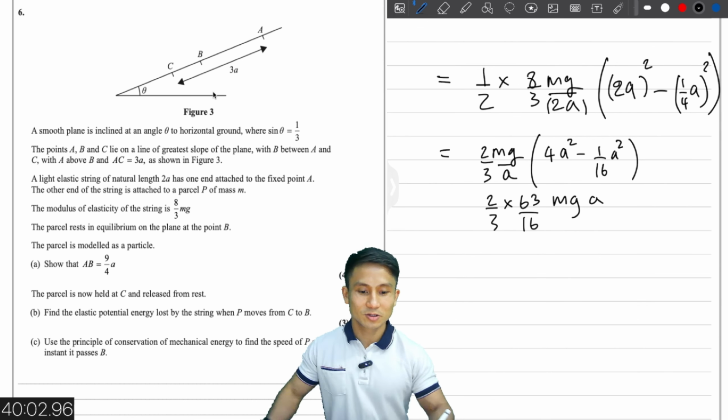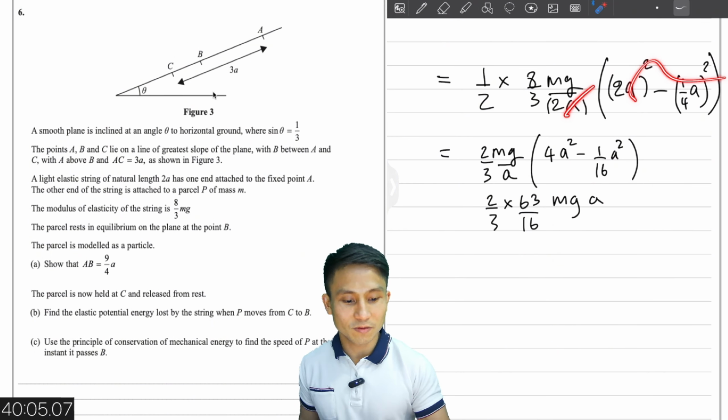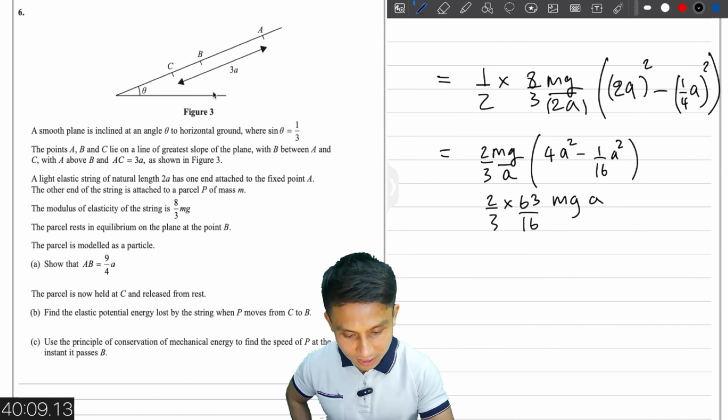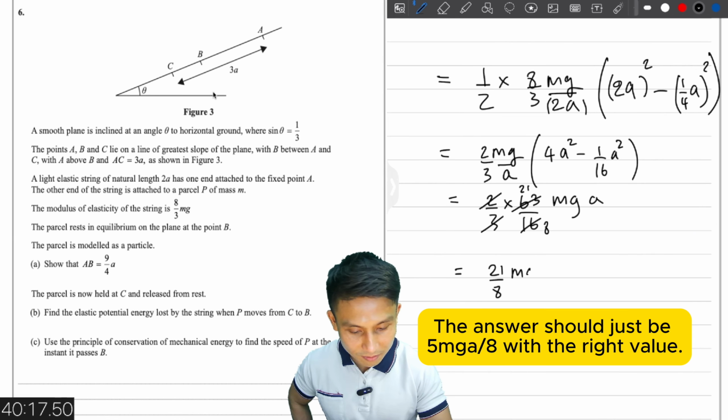So 1a here cancels with one of the a squared in there. So I just got a here, and this can also cancel. So I got 21, so to cancel that, 8. That's it. 21 over 8 mga.